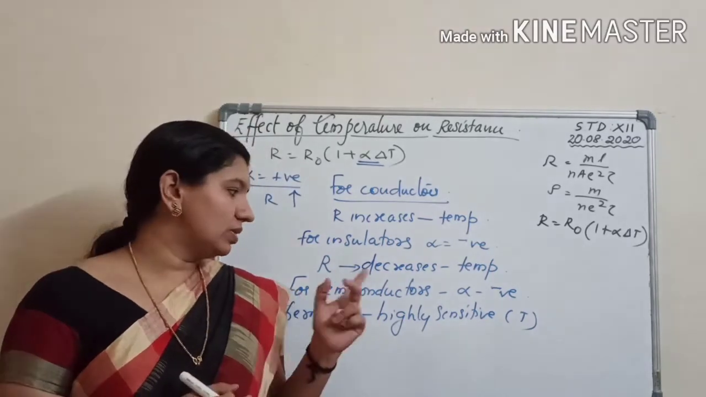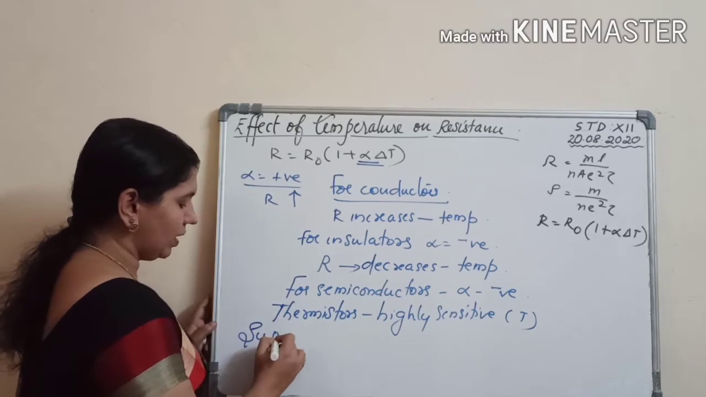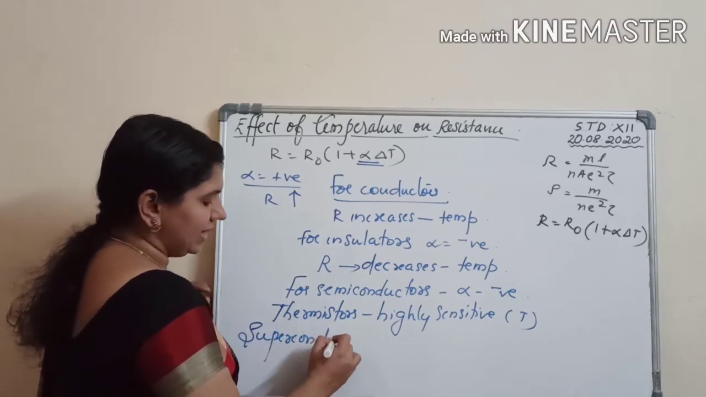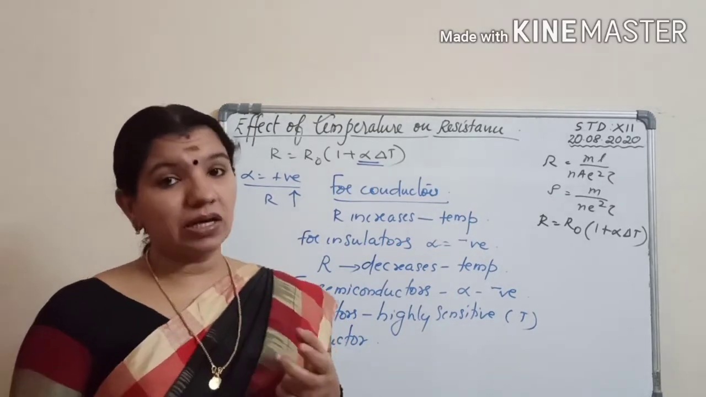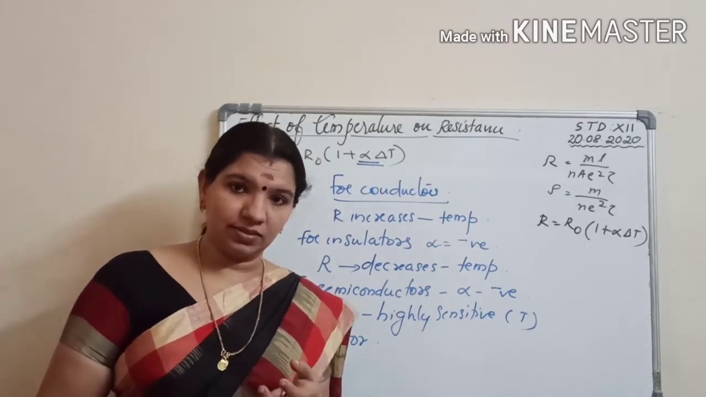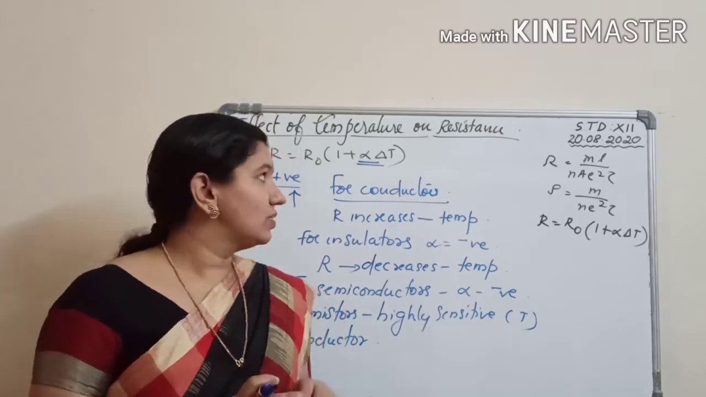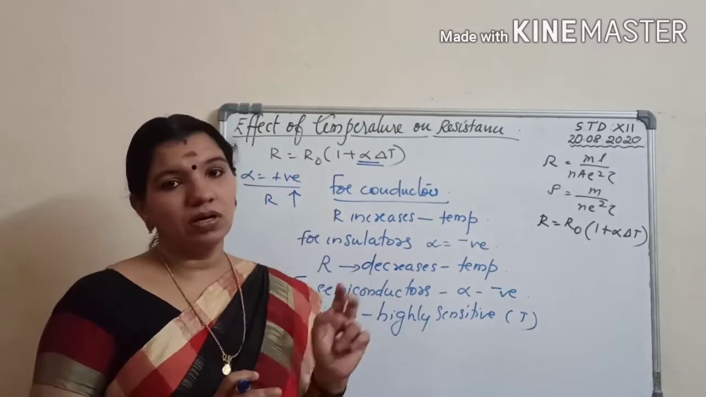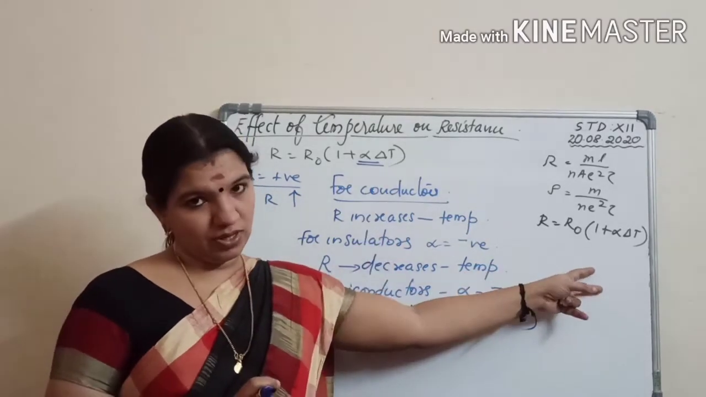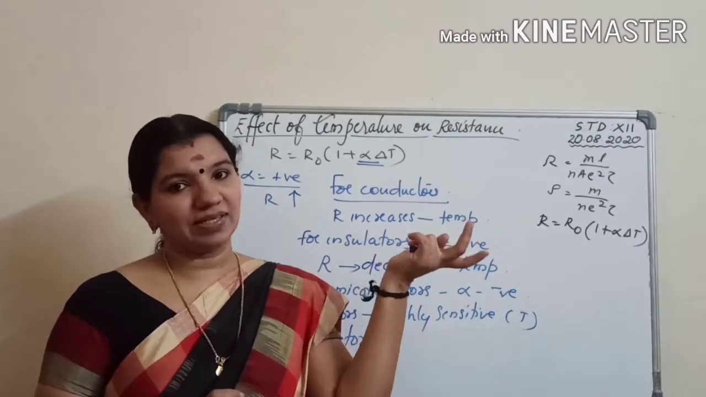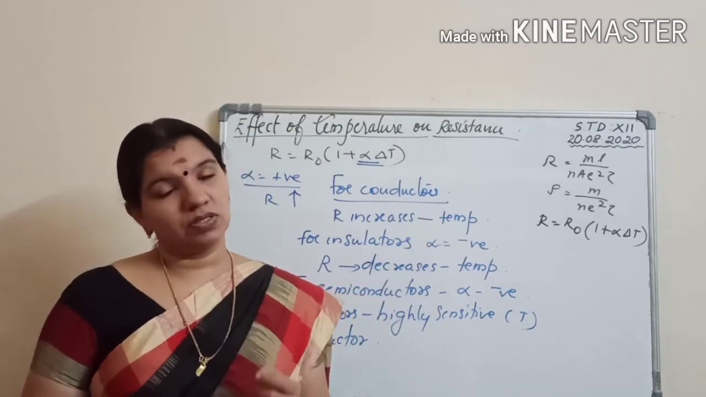Now the fifth one is superconductors. Actually, no material is considered a superconductor in general, but at very low temperature mercury will act like a superconductor. That's just for your knowledge. So these are the things based upon the effect of temperature on resistance with respect to this equation. With this equation, you can explain the value of resistance for conductors, insulators, semiconductors, etc.